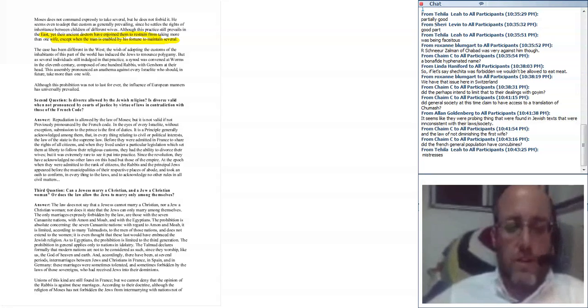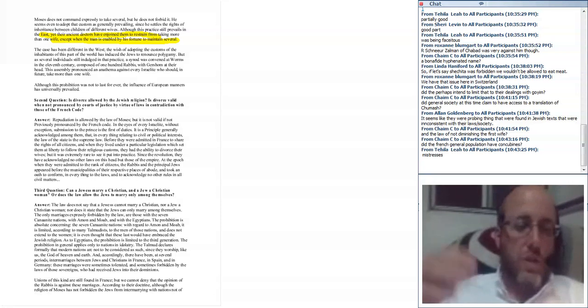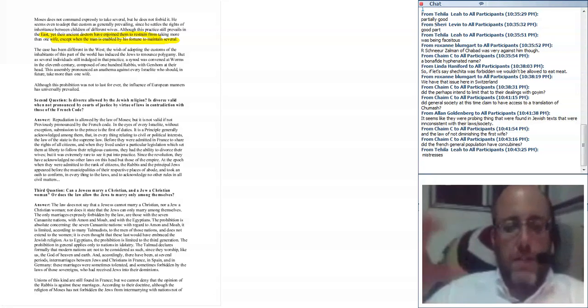Although this practice still prevails in the East, yet their ancient doctors have enjoined them to refrain from taking more than one wife, except when the man is enabled by his fortune to maintain several. That's already in the idea in the Gemara that there's a financial component to it, that you can't have more than one wife if you're not able to support everyone properly. The case has been different in the Western world.